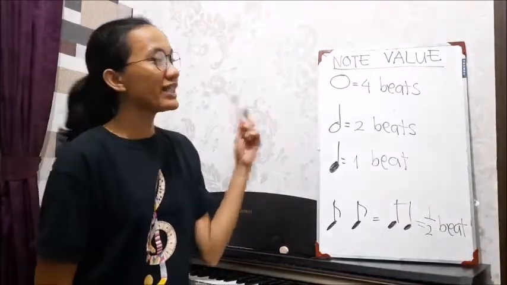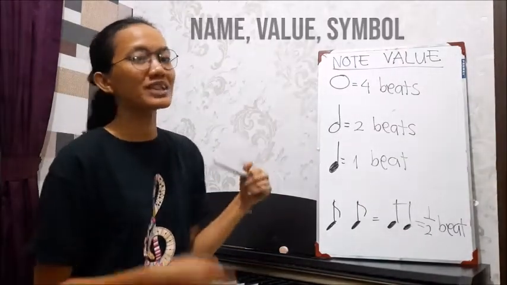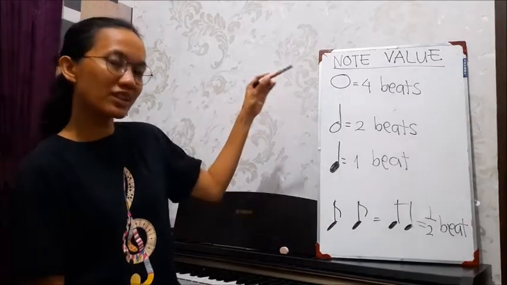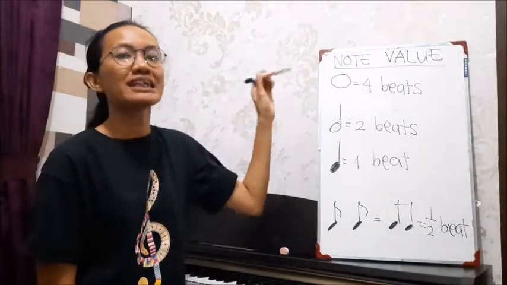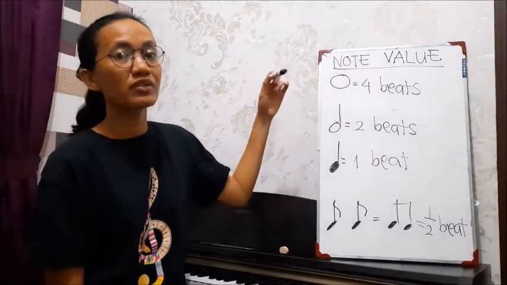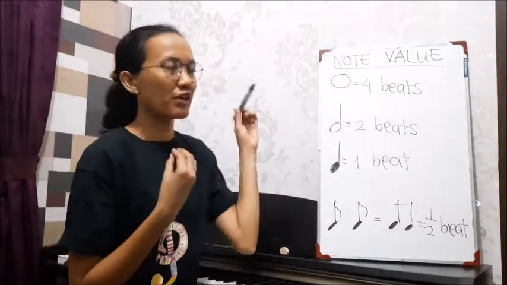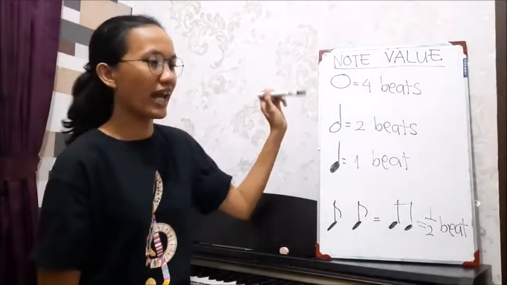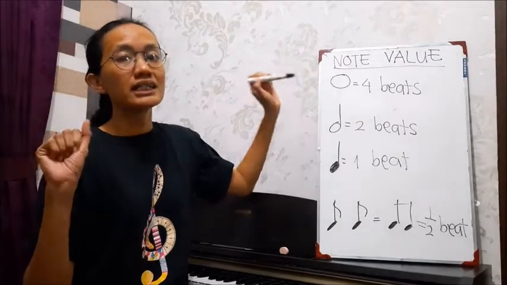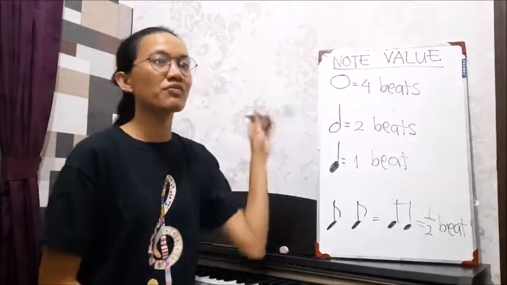Now that you know the names of the notes, the note values, and the symbols of those notes, we are going to simulate how we can apply the notes when we are making music. Let's start with the first one, semi-breve. It will last as long as 4 beats. So let's say this is our tempo: 1, 2, 3, 4. Then we are going to say each note with tap. Okay? So let's do this one. This is our tempo. 5, 6, 7, 8. Cut. So 4 beats for each note.